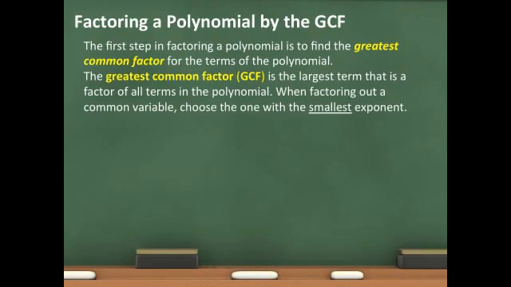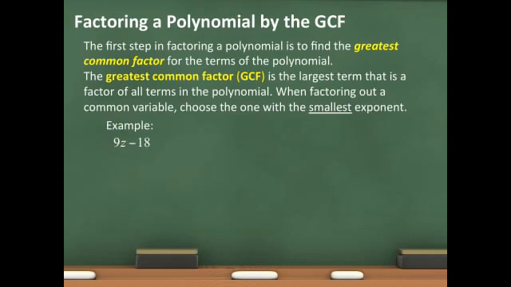One of the first factoring techniques you should try when factoring polynomials is to check if there is a greatest common factor, or GCF. The GCF is the largest term that is a factor of all terms in the polynomial. You can also think of the GCF as being the largest number or factor that you can divide out from each term in your polynomial. Also, when factoring out a common letter or variable, you should choose the one with the smallest exponent. Let's look at some examples.